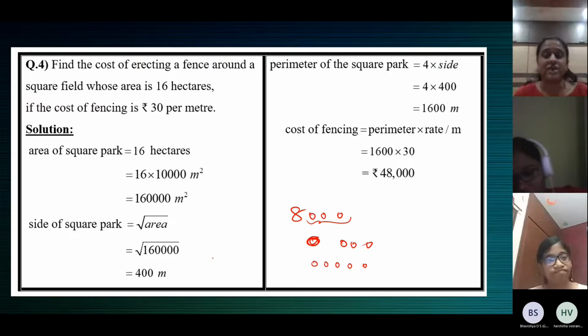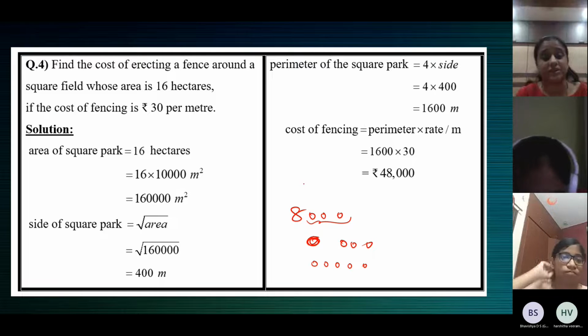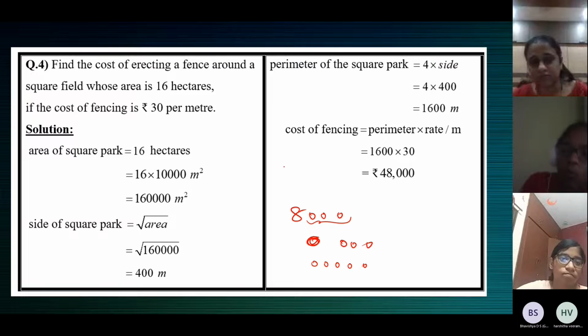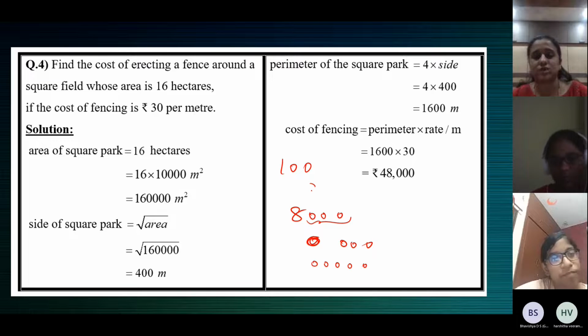But all numbers that have an even number of zeros need not be a perfect square. Like 100 is a perfect square, but 200 is not a perfect square. It has an even number of zeros, 2 zeros, but it's not a perfect square.